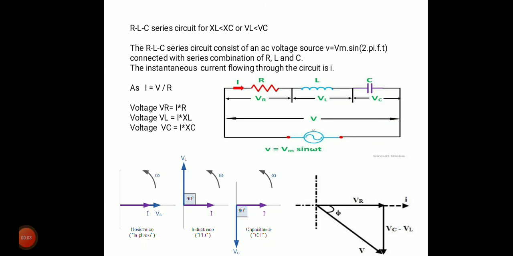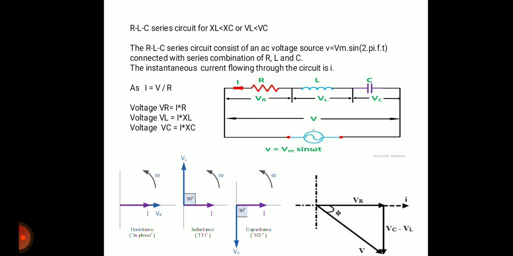In today's lecture, we are going to see the RLC series circuit for the given condition XL is less than XC, or VL is less than VC. In the last lecture, we studied the same circuit, the RLC series circuit, but for a different condition, and that condition was XL is greater than XC and VL is greater than VC.